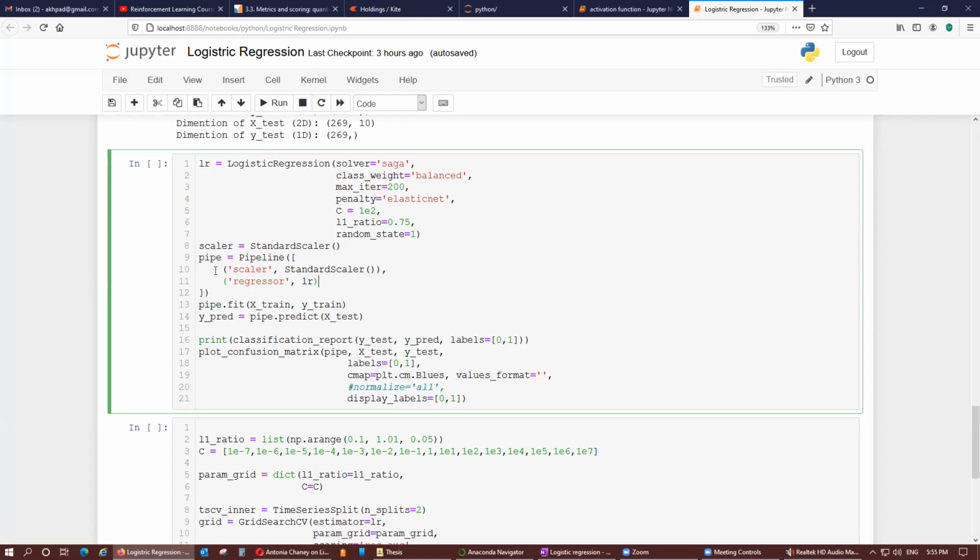Okay, we create the pipe instance and then fit. Here you need to pass X train and Y train. So the X is the two-dimensional matrix. Y is just a vector. Once you fit it, you need to predict it. Once you have predicted, you can check the performance. You can print the performance of the model using the classification report or confusion matrix. Let's try it.